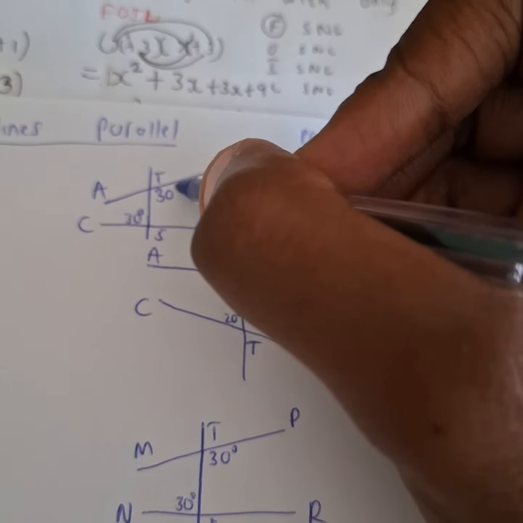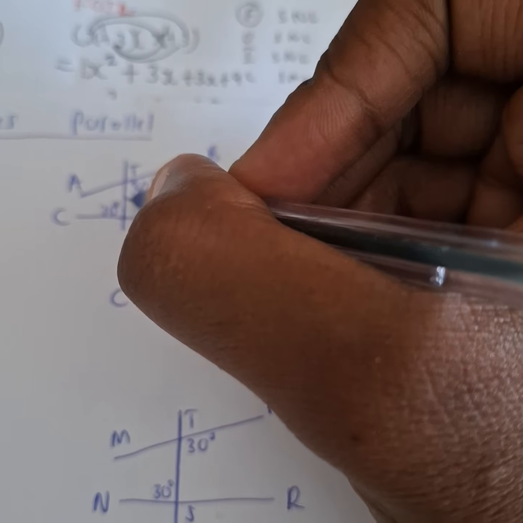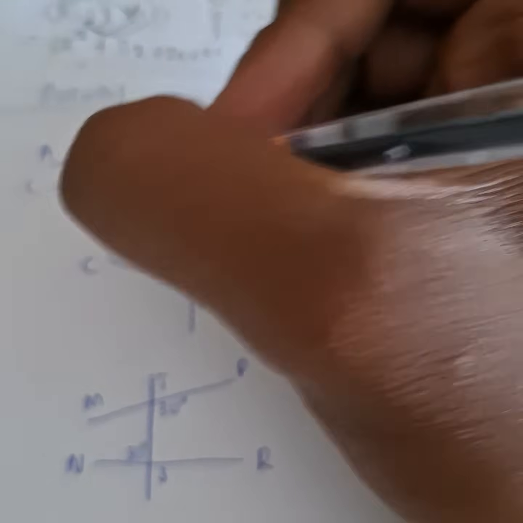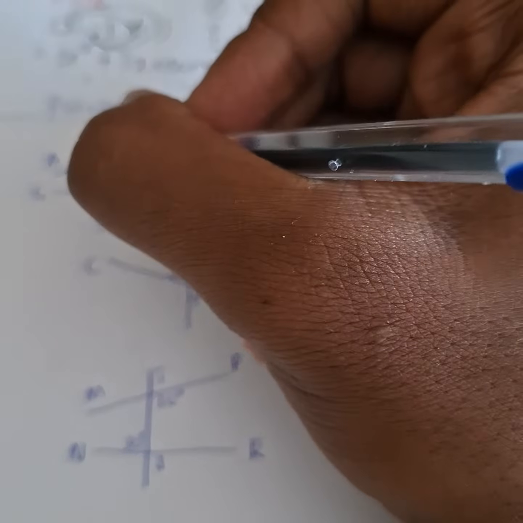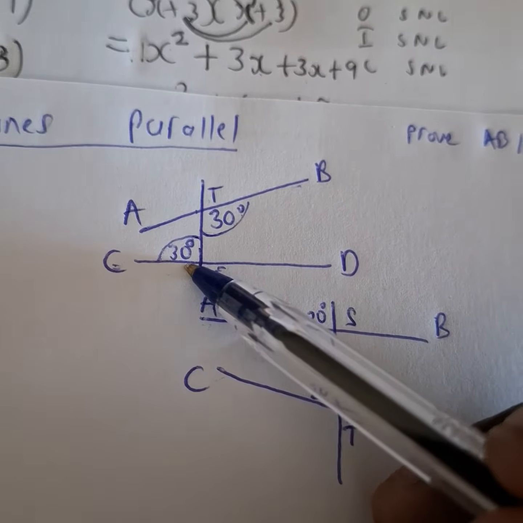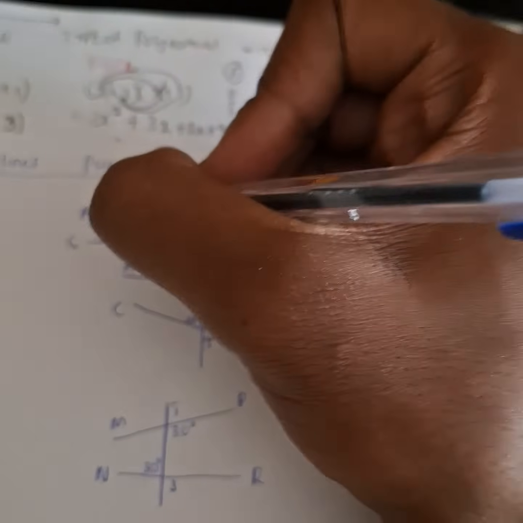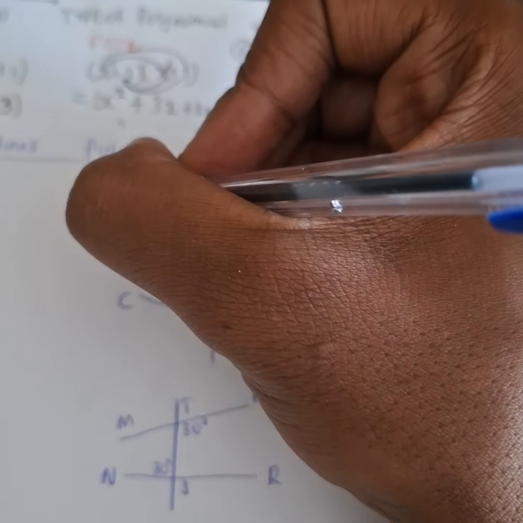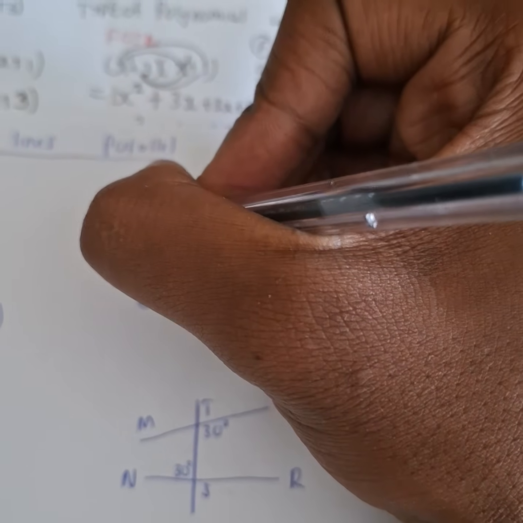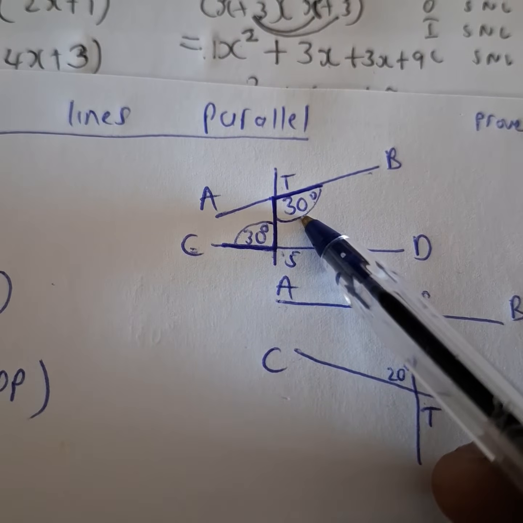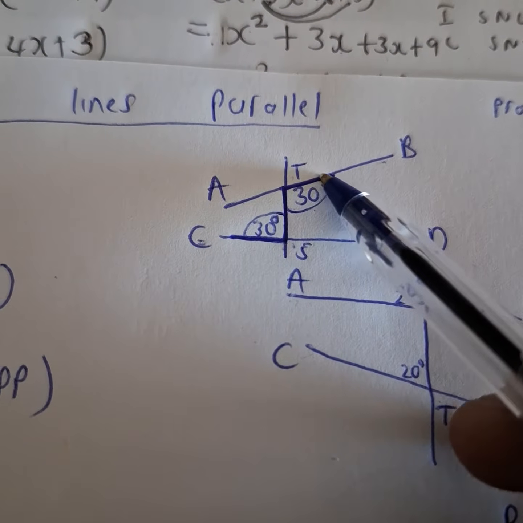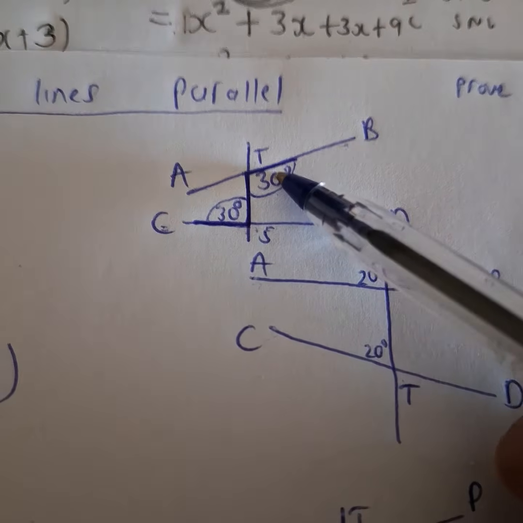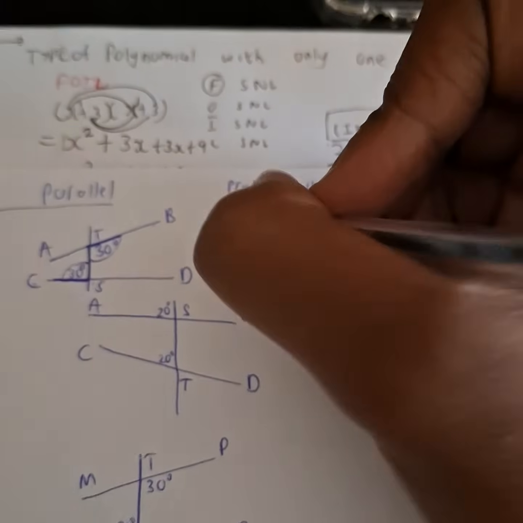So in other words, if you look at this angle, angle BTS, which is 30 degrees, and you look at this angle, angle CST, these two angles are both equal to 30 degrees. And their position gives us the Z shape for alternate angles. So their position says these are alternate angles. When alternate angles are equal, we can then conclude the following.